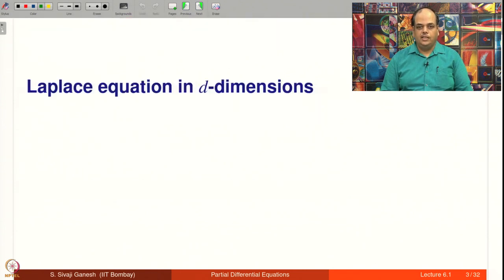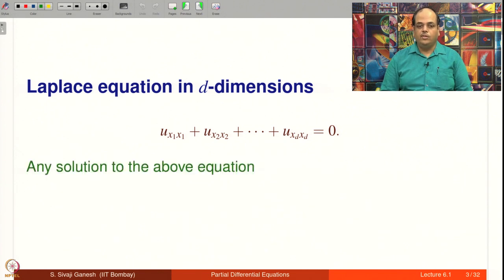So, Laplace equation in d space dimensions, there are only space dimensions here, unlike the wave equation. Laplace equation in d dimensions is given by u_x1x1 plus u_x2x2 plus up to u_xdxd equal to 0. The operator on the left hand side is called Laplacian u and denoted by capital delta u. That is a standard notation for a Laplacian. This is nothing but the trace of the Hessian matrix of the function u. Hessian matrix, recall, is the matrix of second derivatives of u. So, this is the trace of that, that means sum of the diagonal terms. Any solution to the above equation is called a harmonic function.